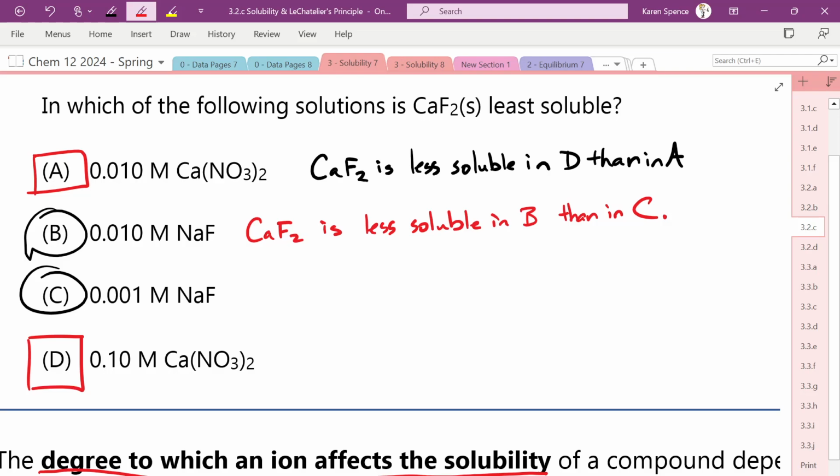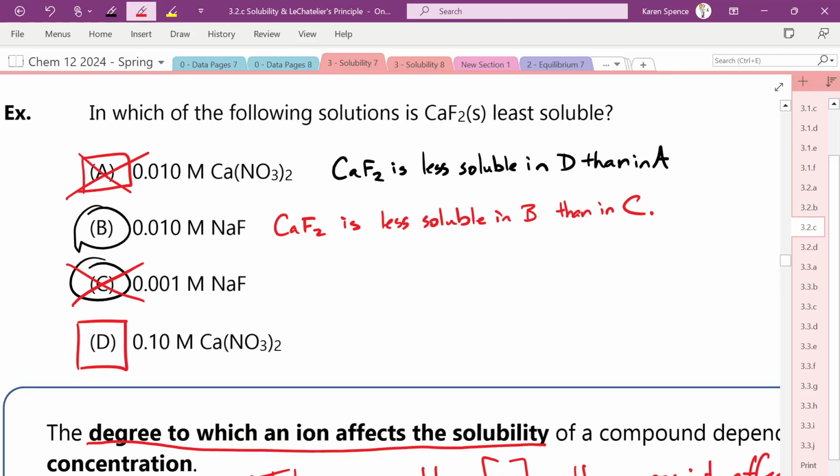So now we can say, if I was going to answer this overall question, it is not C and it is not A, because the substance would be more soluble than in B and D. Now, if I actually want to compare B with D, this is tricky, and we actually need to do some math. Okay?